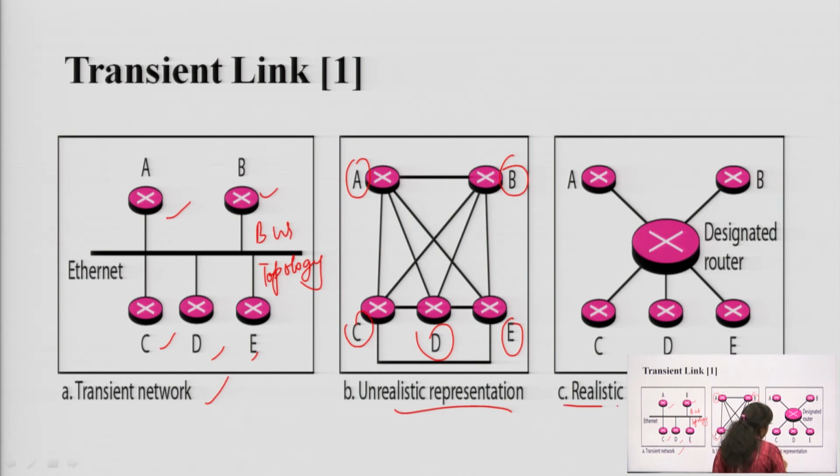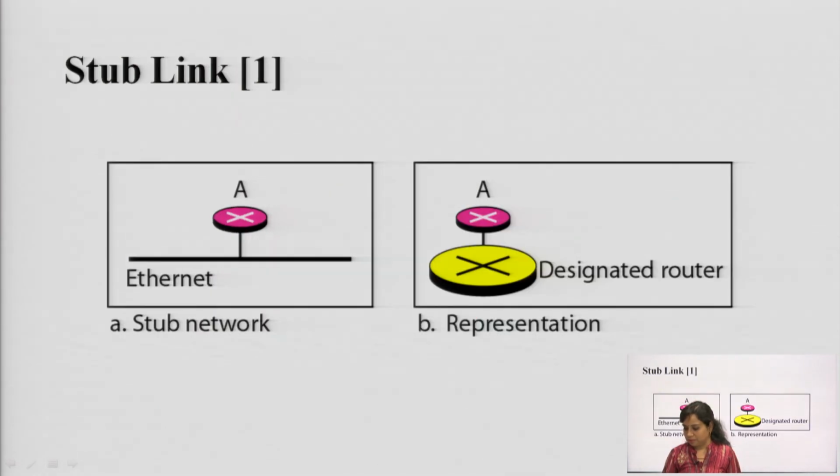In case of this realistic representation, this is much more realistic, because there is a designated router in between these small routers, that is A, B, C, D and E. So, this is the designated router which is presented over here, and this is denoted by C1. So, this is the transient network; this is the unrealistic and this is the realistic representation. These are the different types of transient link which are connected in a network.